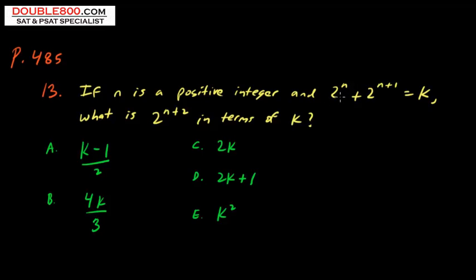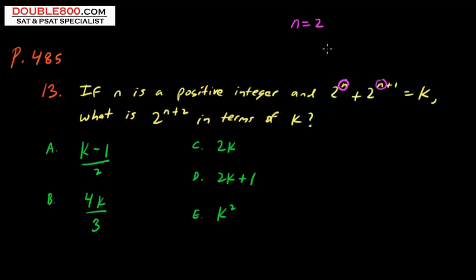We have 2 to the n plus 2 to the n plus 1 equals k. We don't know what n is, so we're going to start by substituting a value for each of these. We're going to use the same n, and a good rule for picking values is to avoid 1, because you might end up with what's called a false positive, where more than one answer choice works. But 2 is a great number. So let's substitute n equals 2.